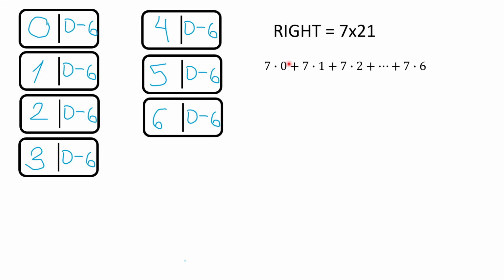Now notice each term has 7 here. We can pull it out. And now look at what we have here in parentheses. It's our favorite sum, and we know it equals 21, right? So that means that on the left, we also have 7 times 21 dots.